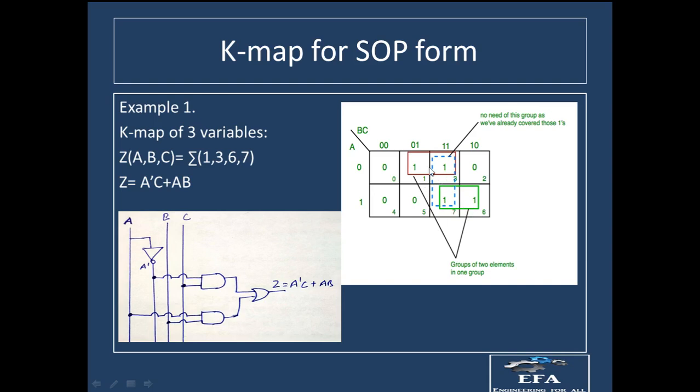The final expression will be a function in which two parts will be there. One part will come from this group and the second part will come from this group. So what will be the value of Z in expression? Let us first talk about the first group. This first group is a function of A, B and C. You can see that A is constant, it is 0 for both these ones.